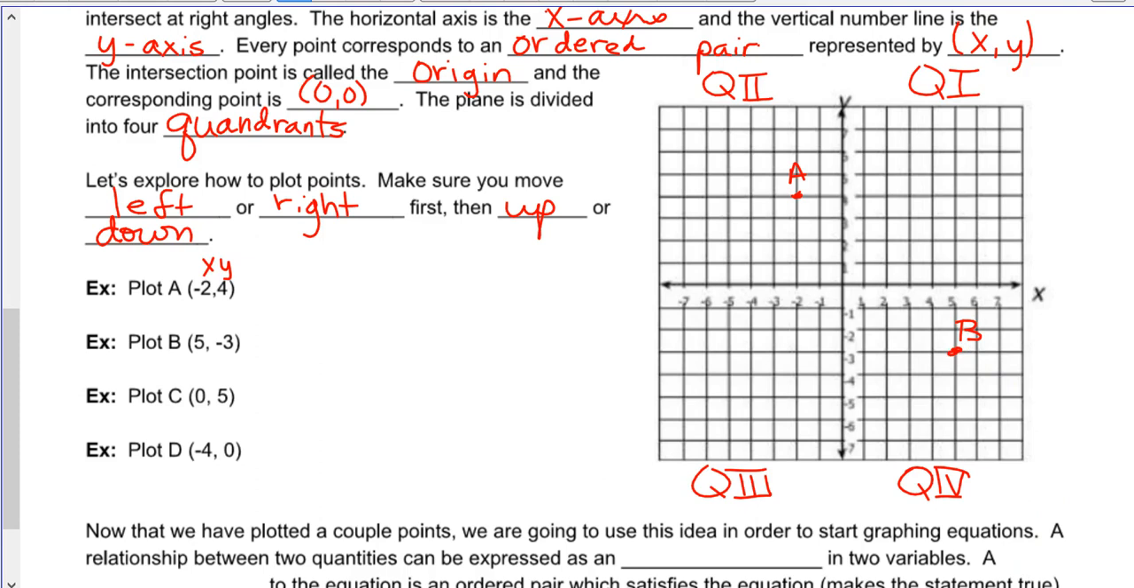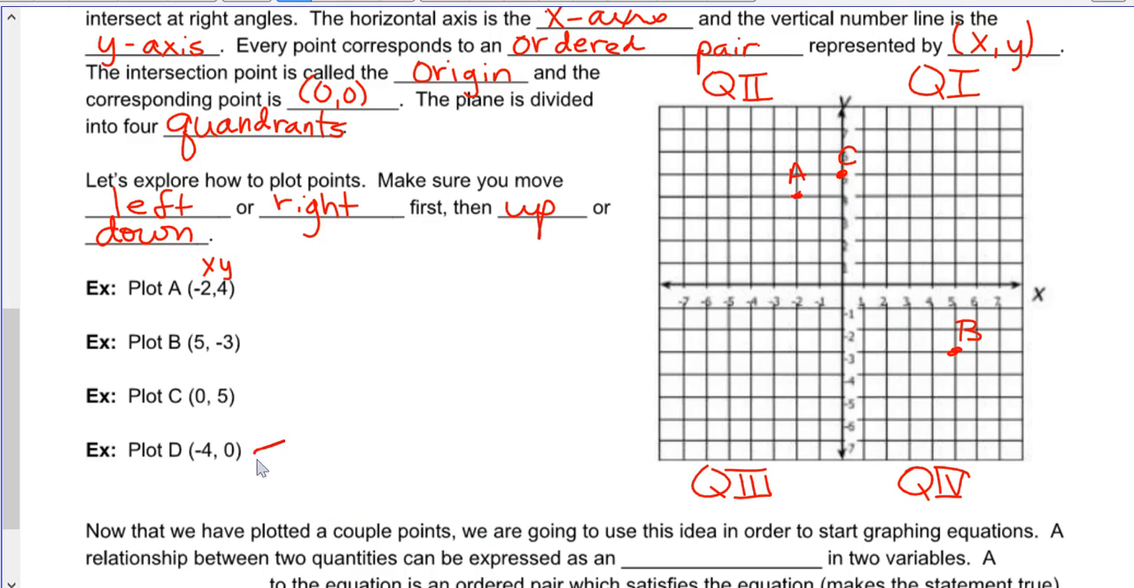Point C and D are what we call axis points, and so they're actually going to lie on the axis. Notice that we have zeros in spots. So that means we're not going in any direction for the first one, not going anywhere in the x direction, but I'm going up 5. So for a 0, nowhere on the x, starting at the origin, go up 5, 1, 2, 3, 4, 5. That would be my point C.